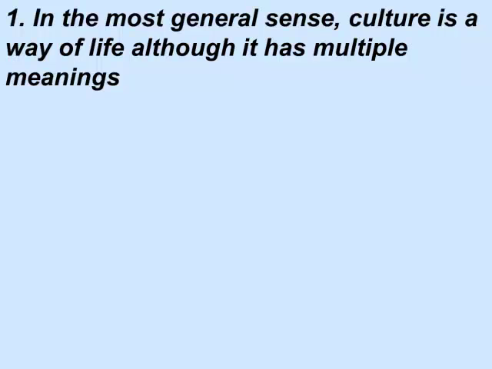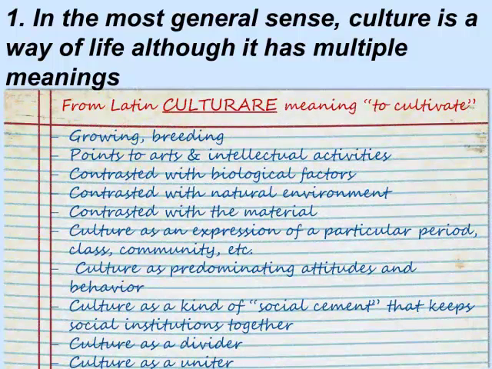So this activity is a segue to principle number 1. Culture has many different meanings, but in sociology, it is most frequently used to mean a way of life. What definitions do you have? They're probably similar to what I have on the following list. First of all, culture is a Latin word, culturare, which means to cultivate. So, as you can imagine, it was originally used in agriculture. When you are cultivating something, it basically means that you are farming, you are growing, and you are breeding.